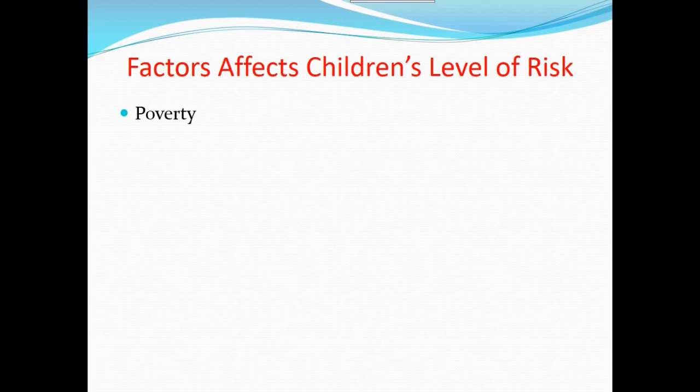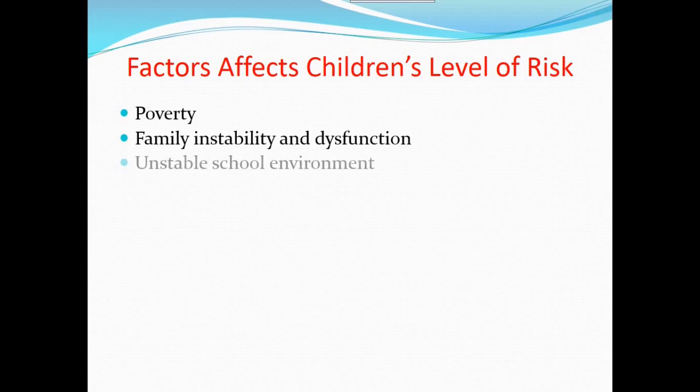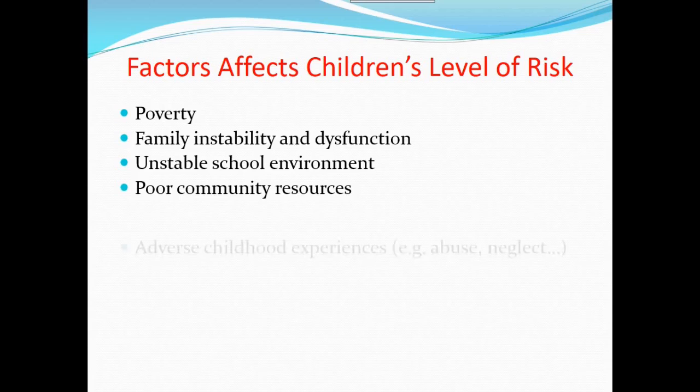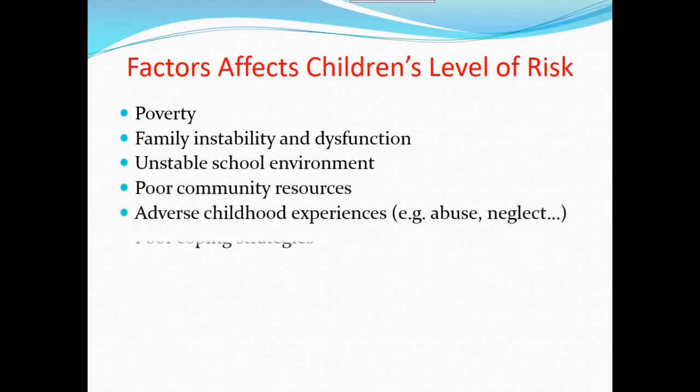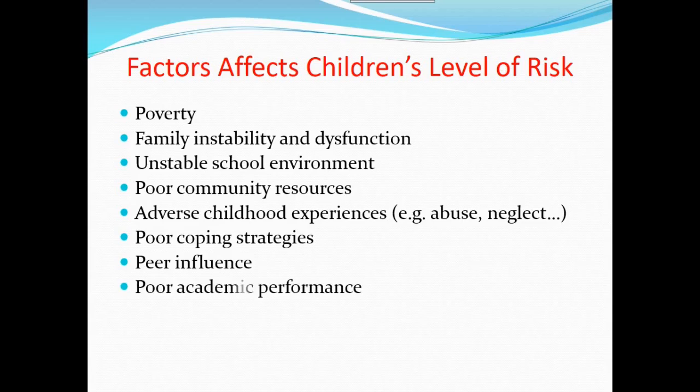And here's just a short list of factors that may affect a child's level of risk for different forms of abuse. So there's poverty, family instability and dysfunction, an unstable school environment, poor community resources, adverse childhood experiences, poor coping strategies, peer influence, poor academic performance, low self-esteem.